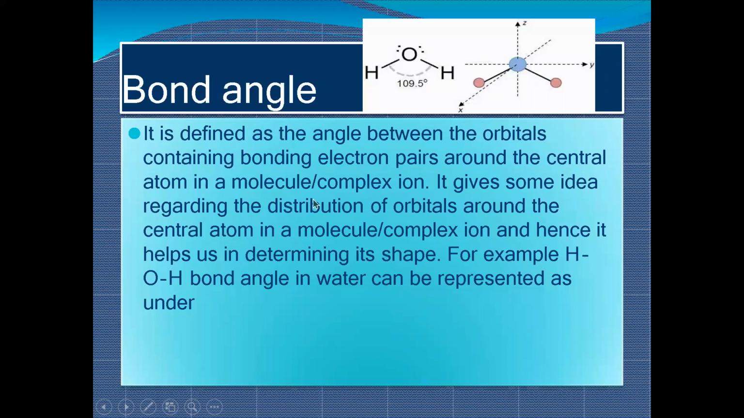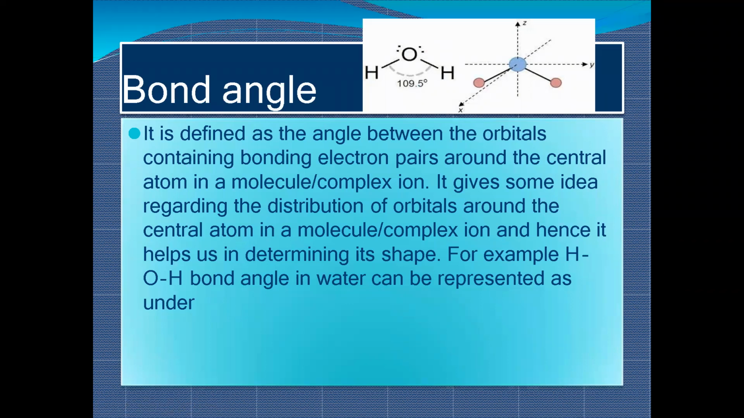So it is defined as the angle between the orbitals containing bonded electron pairs around the central atom in a molecule or complex ion. It gives some idea regarding the distribution of orbitals around the central atom in a molecule or complex ion. Hence, it helps us in determining the shape. So because of this, we will be able to find out what the shape of the molecule will be.